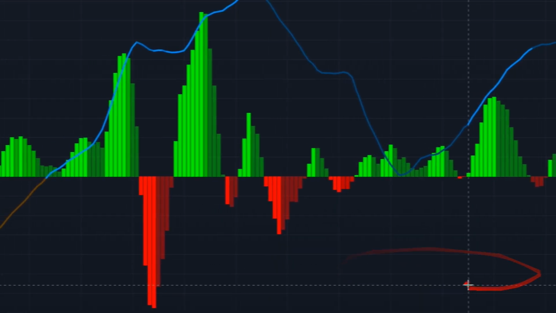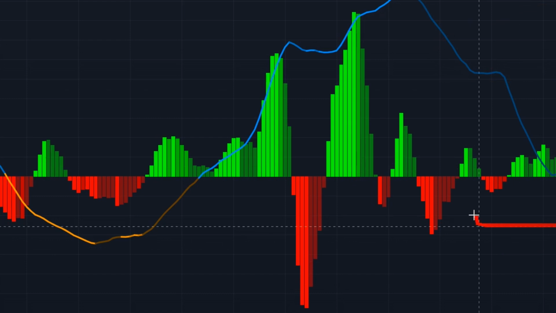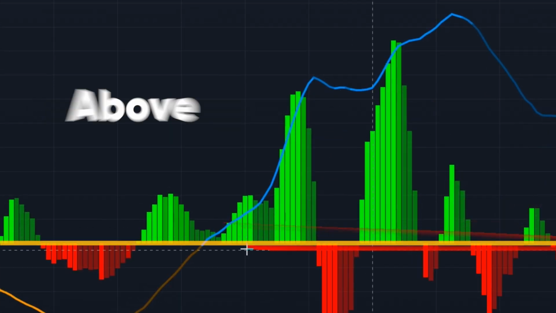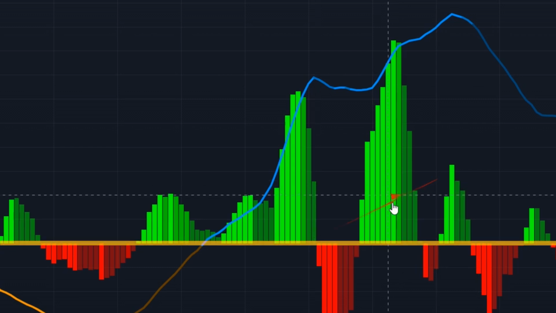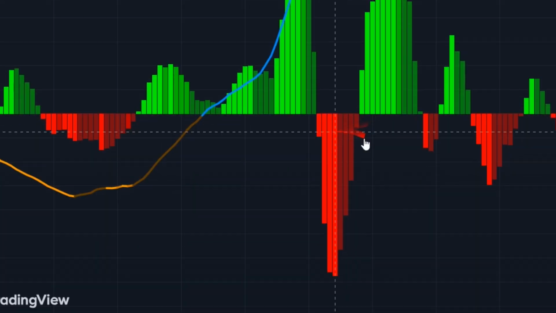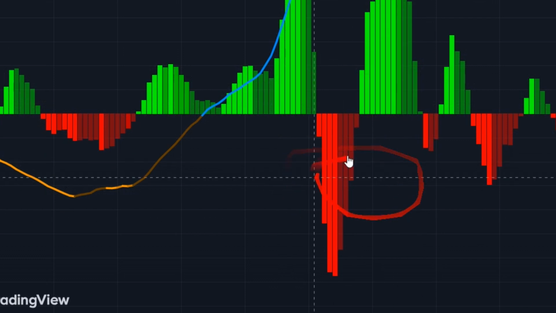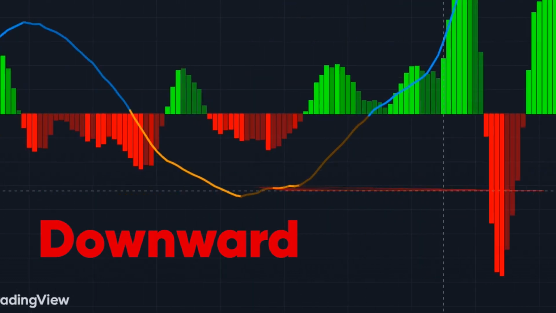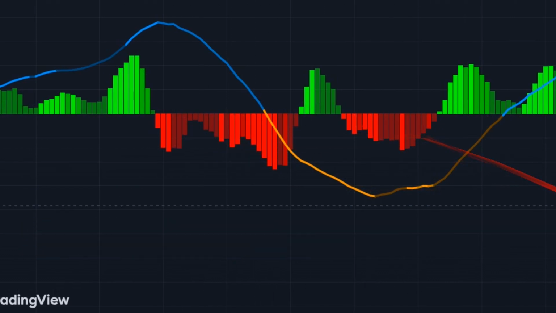As you can see, this indicator is divided into two parts. In places where the columns are green and above the zero line, we consider the trend to be upward and look for buy signals in these areas. And in places where the columns are red and below the zero line, we consider the trend to be downward and look for sell signals in these areas.